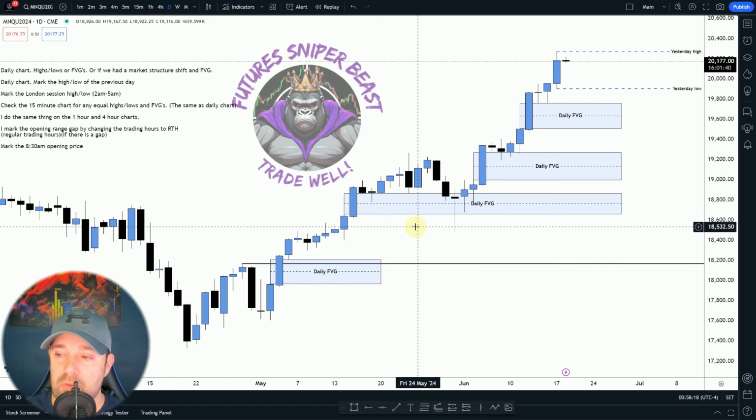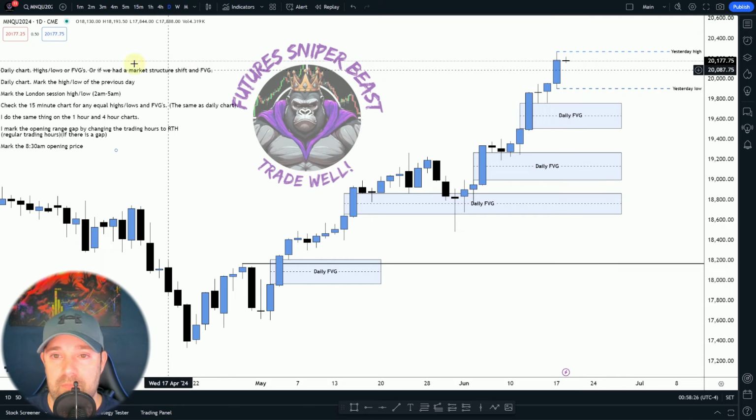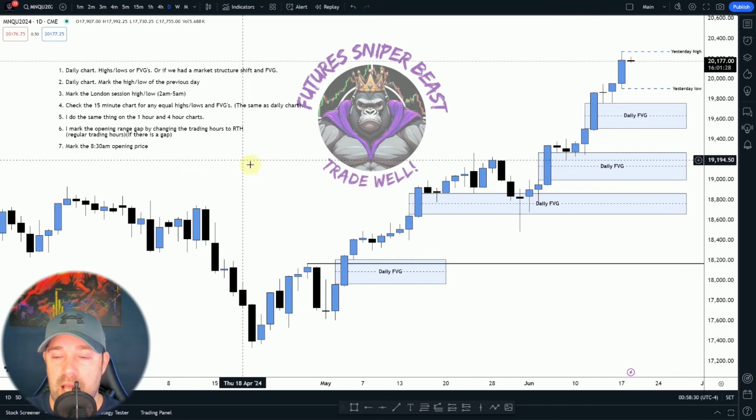So I marked the high and the low of the previous day. Okay, so that's here, number 2. Daily chart, mark the high and the low of the previous day. Then I'll mark the London session, the high and low. So for that, I'll go down into the 5-minute chart. So let's go back a day right here.